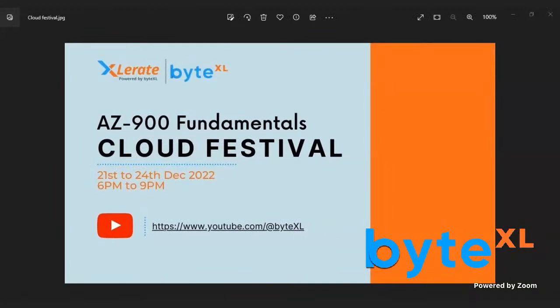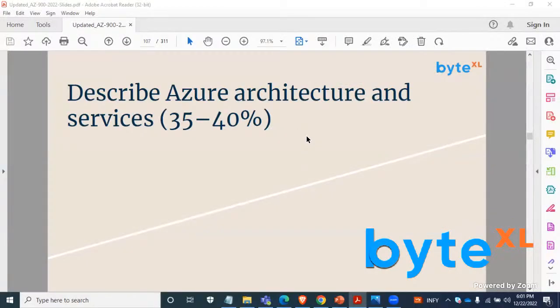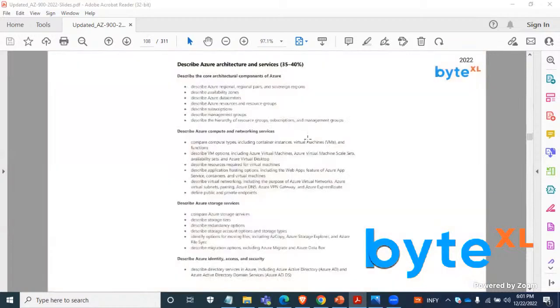Today we are discussing Azure architecture and services. It's going to carry around 35 to 40% of the weightage of the questions in the AZ-900 Fundamentals exam. This Azure architecture and services domain covers a lot of topics.